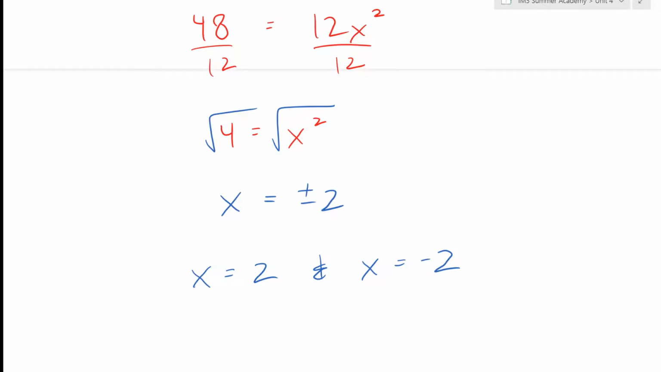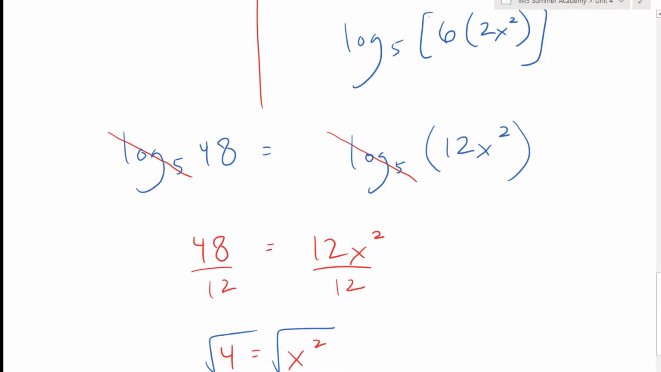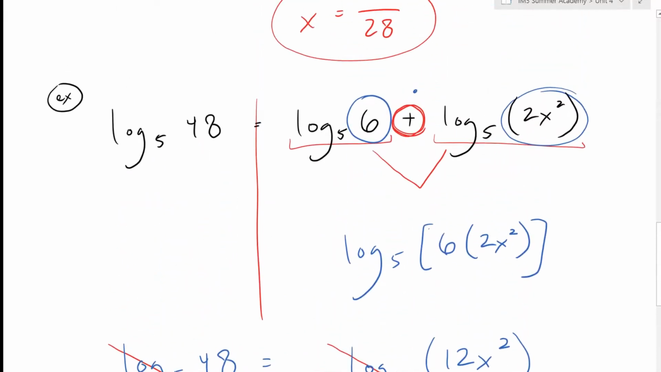We want to look and plug those back in and see if we create negative logs. So if I plug it in here, if I plug in positive 2 or negative 2, there's actually nothing to plug in, so nothing happens there. So this is okay for both. This is okay for both.